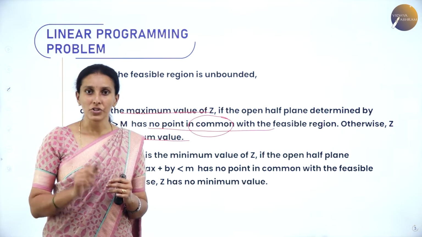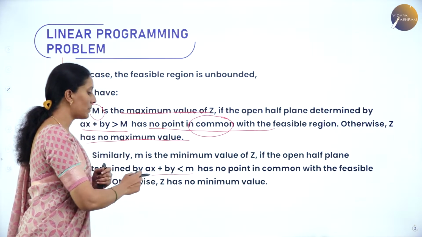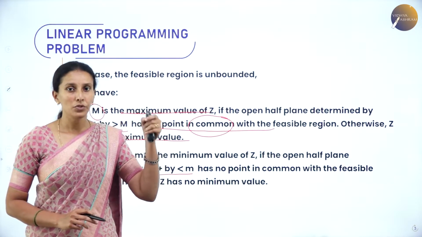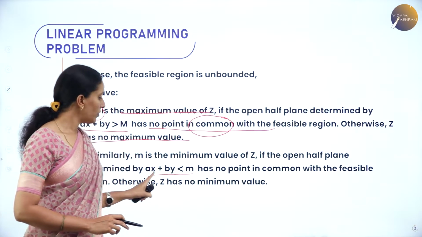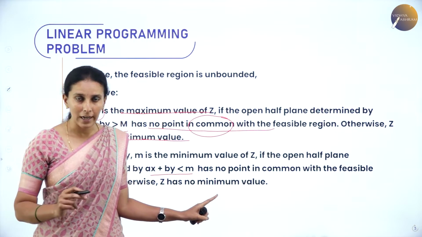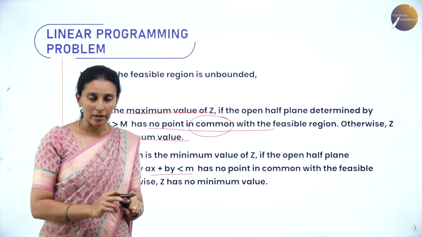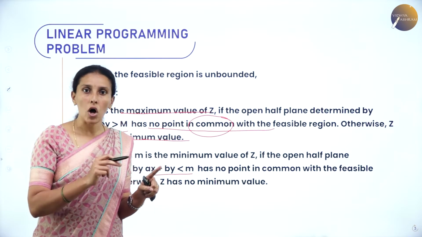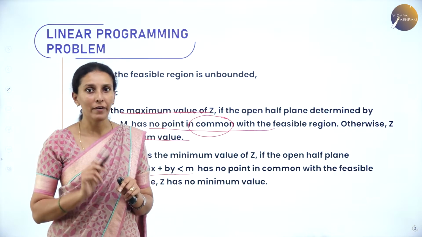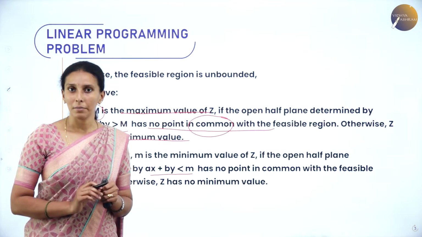Similarly, when I say m is a minimum value, then for unbounded region, we are going to construct one more line by taking the linear function as ax plus by less than m, where m is the minimum value after you solve the corner point table. If you draw that line, it should not coincide with the feasible region. If there is no point in common with the feasible region, then we say m is the minimum value. If not, then we say that m is not a minimum value.